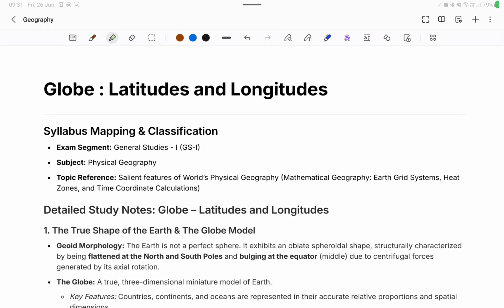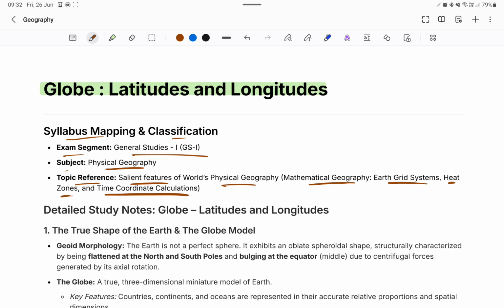Everybody, in this video we are going to talk about globe, latitude and longitude, and definitely this is the second chapter from class 6 NCERT Geography. We are going to cover that. So what are the syllabus mapping and classification? That's important for the exam segment GS1, subject physical geography, and topic reference: salient features of physical geography, in which we have mathematical geography like earth grid system, heat zones and time coordinate calculation. We are going to cover it.